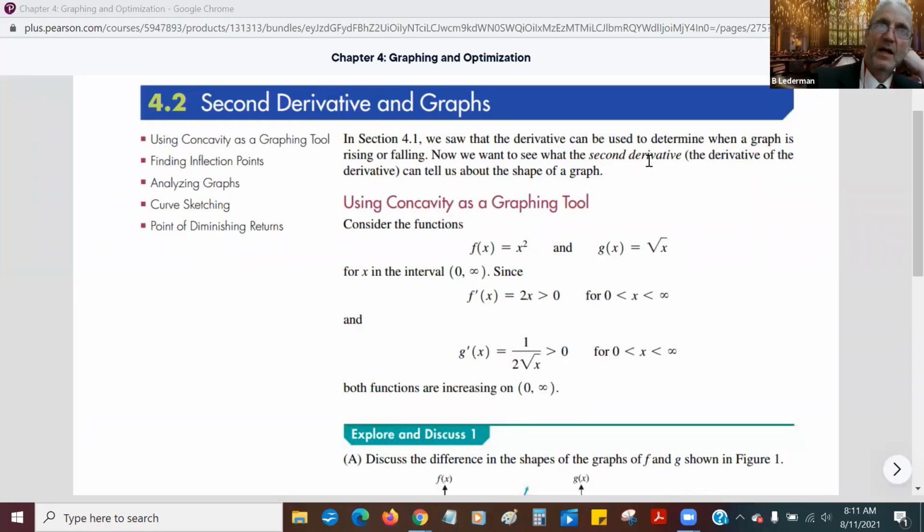Hello, everybody. And now it's section 4.2, and we're going to start off with a concept called concavity. That has nothing to do with how much you brush your teeth.